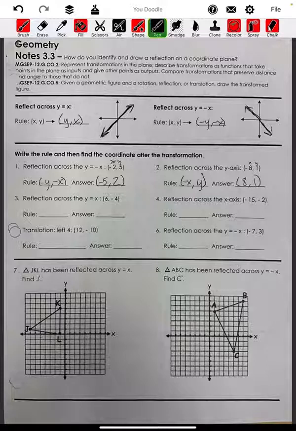The next one, number 3, is reflection across y equals x.